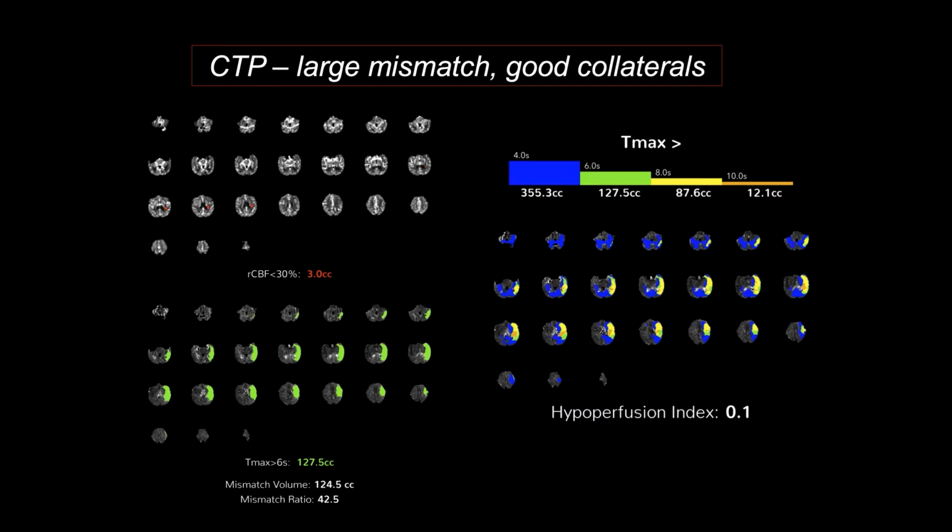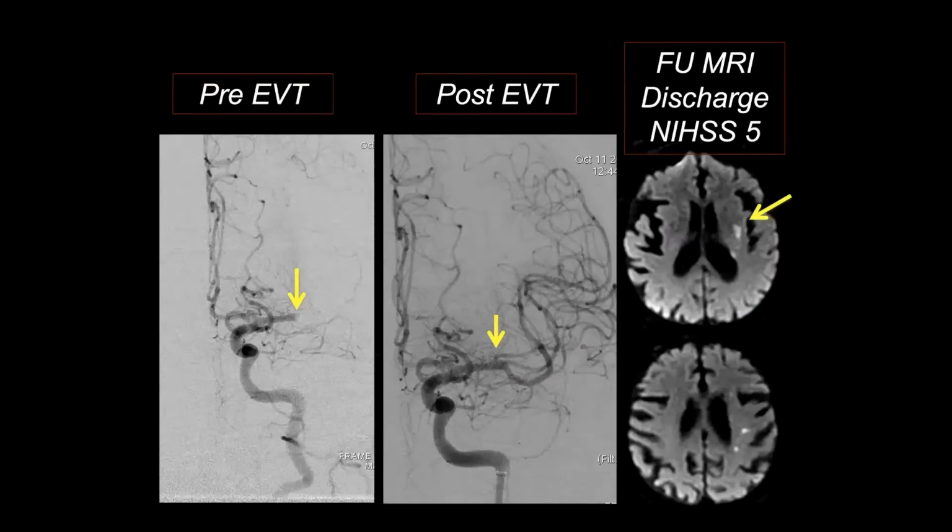So you have a mismatch, but if I look at my Tmax thresholds, I can see that the hypoperfusion index is 0.1, which means that you have good tissue level collaterals also. This patient is favorable for endovascular treatment. We did take him to EVT. Here is the pre-EVT. You see an occlusion of that left M1. Post-endovascular treatment, vessel opened up, really good perfusion.